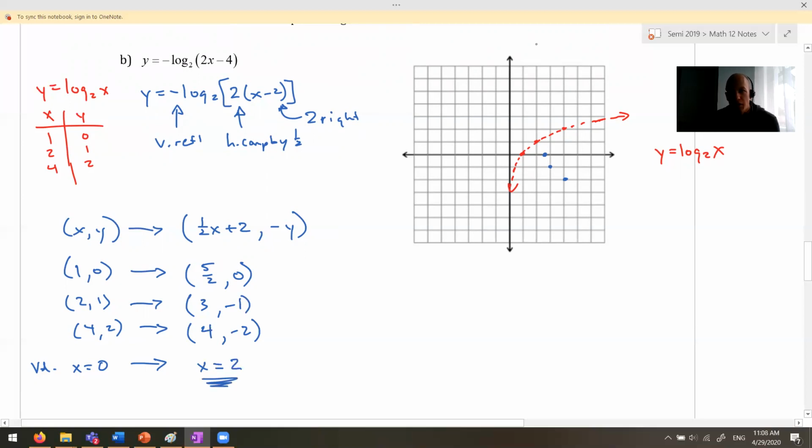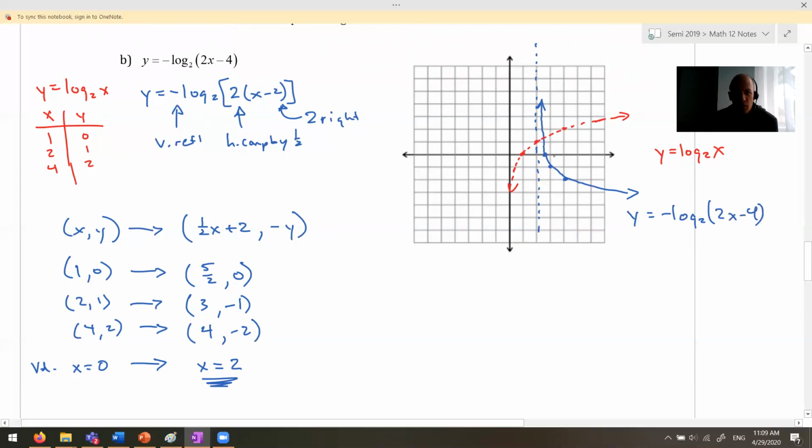Okay, so I better draw that in because that's going to really help me. Okay, yeah, now that's pretty obvious what's going on. So I've got this graph, it's going here, and it's going to swoosh out that way, and it's going to swoosh sort of up that way. So y equals negative log base 2 of 2x minus 4. Does that look about right?